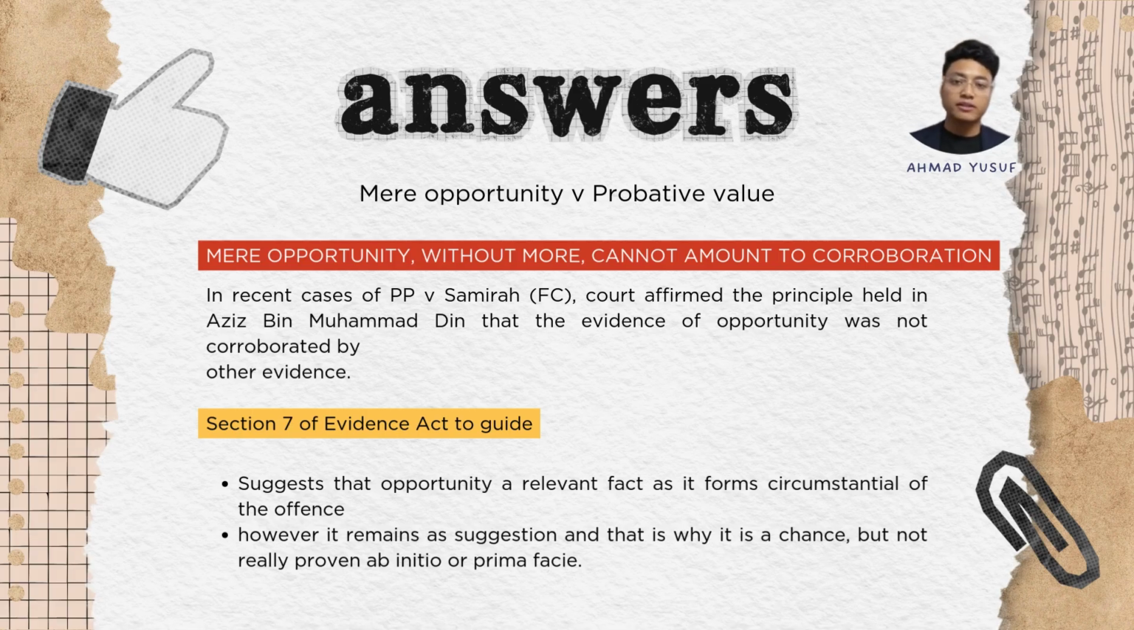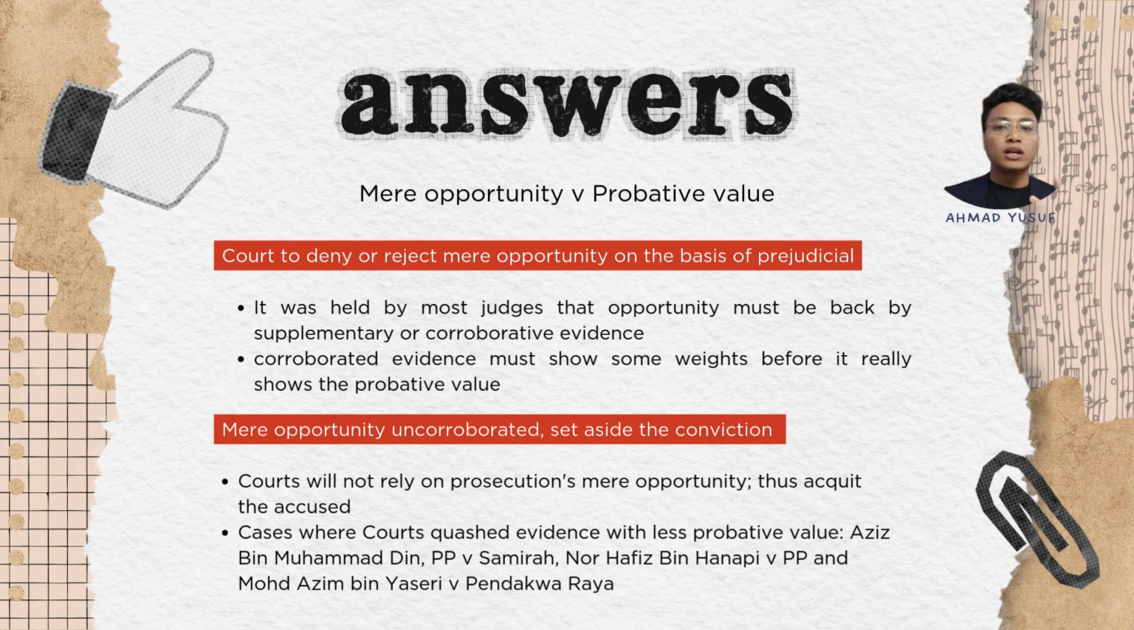Today, I will critically analyse the rule that mere opportunity without more cannot amount to corroboration in Malaysian evidence law. According to Section 7 of the Evidence Act, opportunity is a relevant fact because it forms part of the surrounding circumstances of the offence, but relevance is not the same as reliability. Opportunity on its own does not show that the accused probably committed the crime. It only shows that they could have done so. Courts have held that the opportunity must be backed by supplementary or corroborative evidence before it has real probative value.